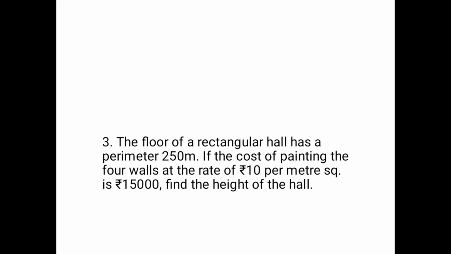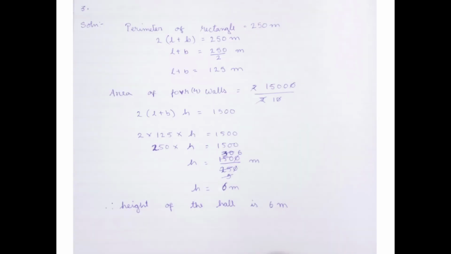Now if you look at the question here, perimeter of rectangle is given, that is 250 meter, right? So here you just write perimeter of rectangle equals 250 meter. Now formula for perimeter of rectangle will be 2 into length plus breadth. So 2 into length plus breadth is 250 meter. Length plus breadth equals 250 divided by 2, because this 2 is going here. Got it? Now length plus breadth equals, if you divide 250 by 2, you will get 125.